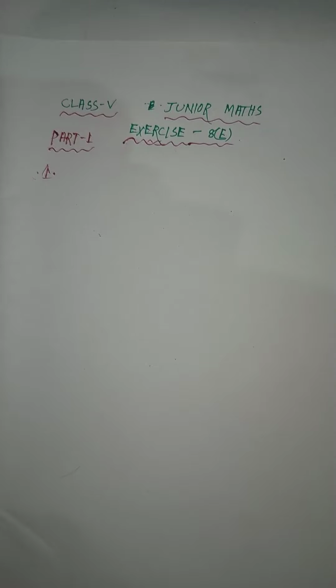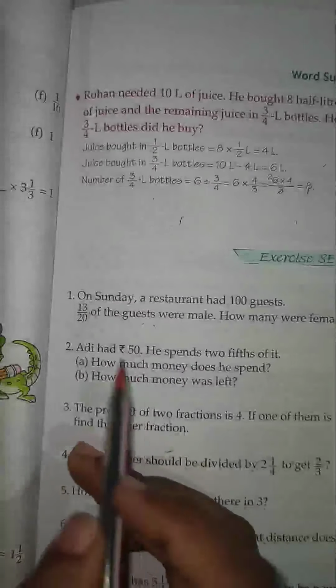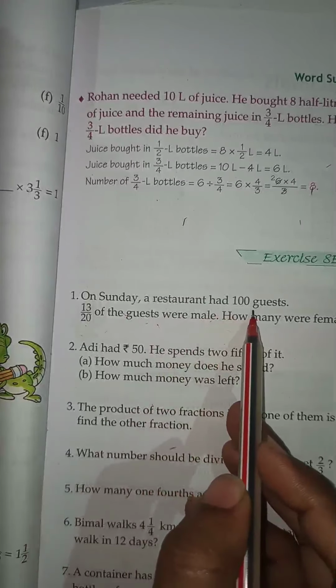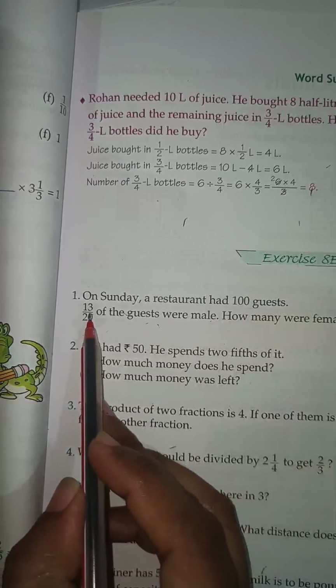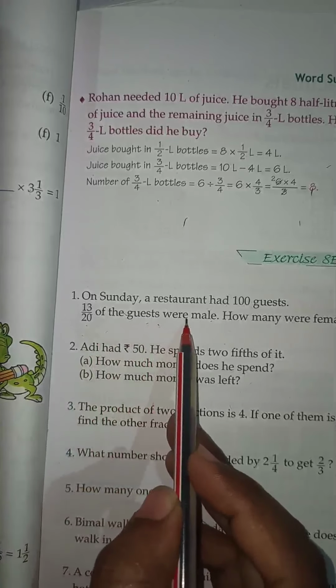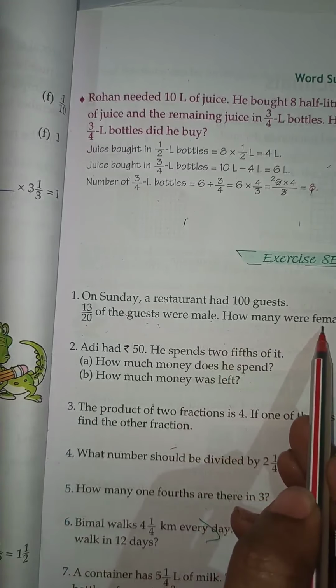So in this video we will discuss exercise 8E, class 5 junior math. Question number 1: on Sunday a restaurant had 100 guests. 13 by 20 of the guests were male. So how many were female?